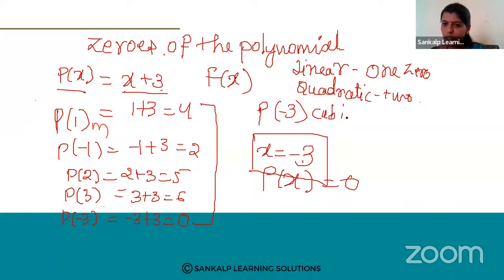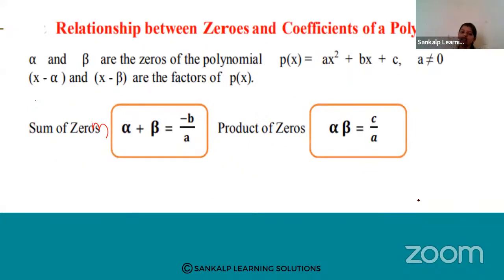Next, a cubic polynomial has at most 3 zeros. It means more than 3 is not possible, less than 3 is possible. Therefore, we can say at most 3, right? Like that, an nth degree polynomial has at most n zeros. Remember.